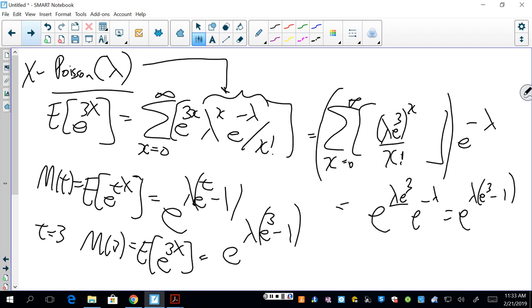So good questions, a good pair of questions. Expectation and moment generating functions kind of go together. And linear combinations. Nice combinations.